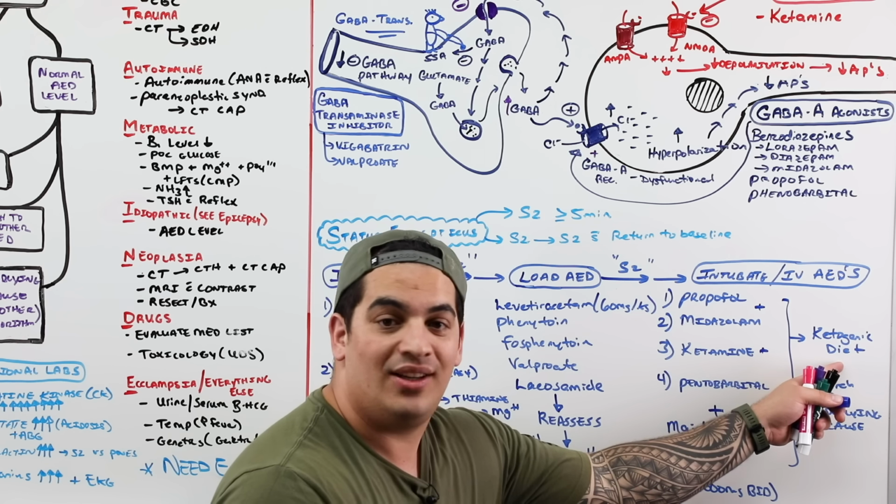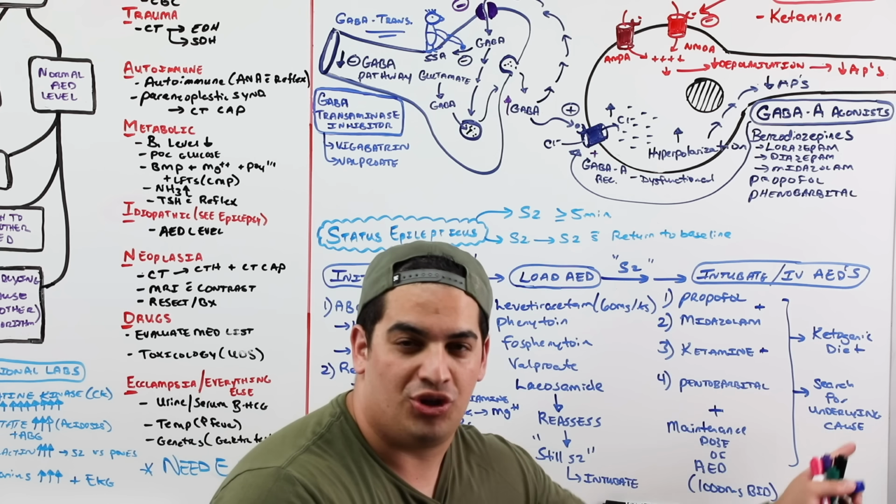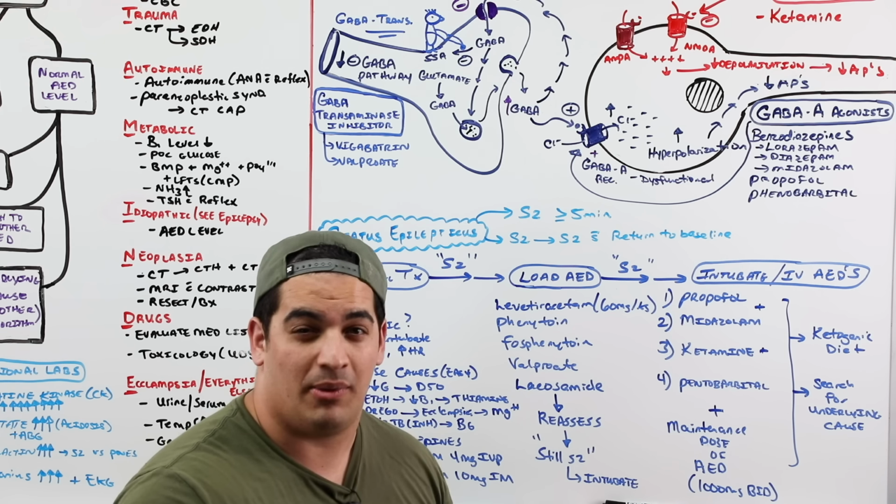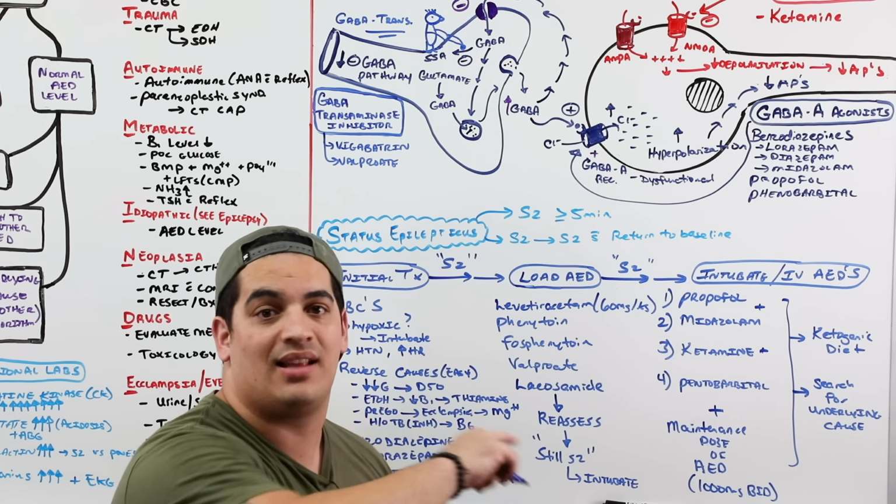If they're still seizing, you can try a ketogenic diet, but you should really figure out why they're still seizing from an underlying cause. If you reverse that, you may stop the seizures.